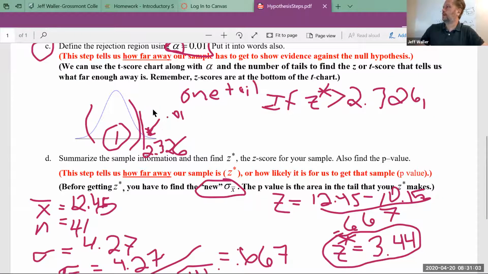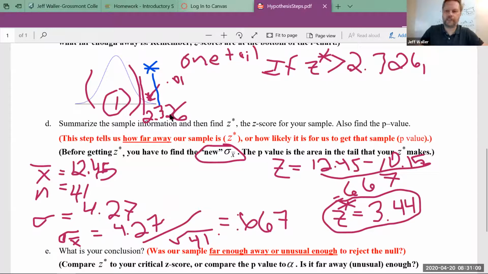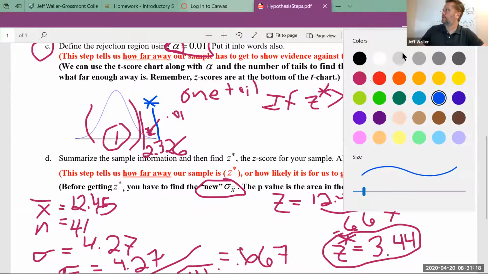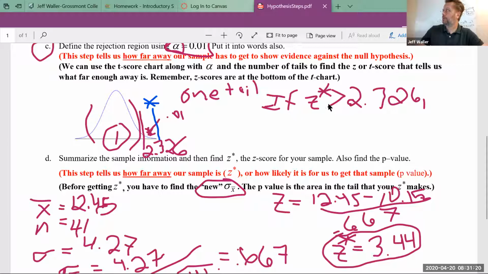So here's my Z star way up here. That's where we ended up, right? My Z star is 3.44. It's way up here. Now watch this. This is what I didn't finish out, and of course it's remarkably important. If Z star, coming back up here, if Z star is bigger than 2.326, what does that mean?